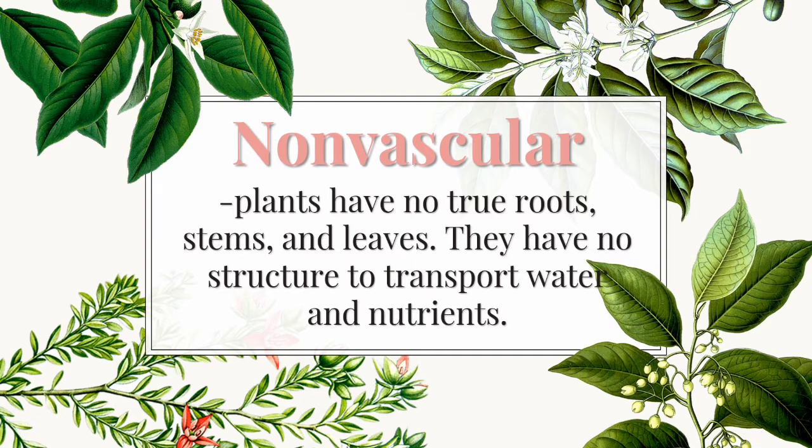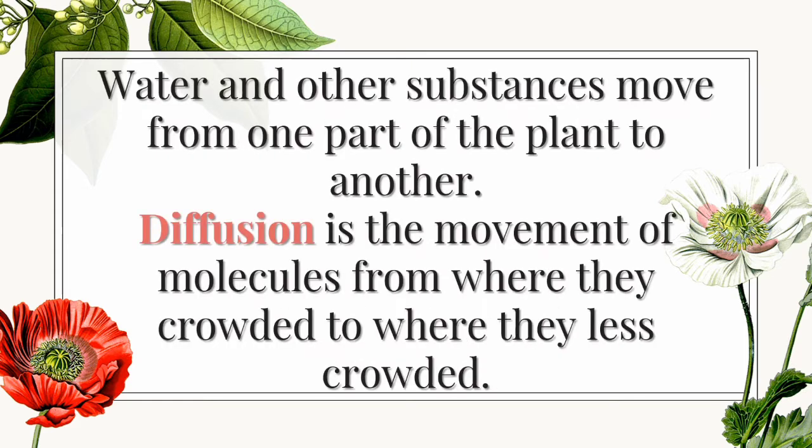So how do non-vascular plants get water? They have no roots, no stems, and no leaves. So water and other substances move from one part of the plant to another. Remember the word diffusion. Diffusion is the movement of molecules from where they are more crowded to where they are less crowded. So that is how the non-vascular plants get water. Since diffusion is slow, it takes a long time for substances to move to different parts of the plants. This is why non-vascular plants are small.